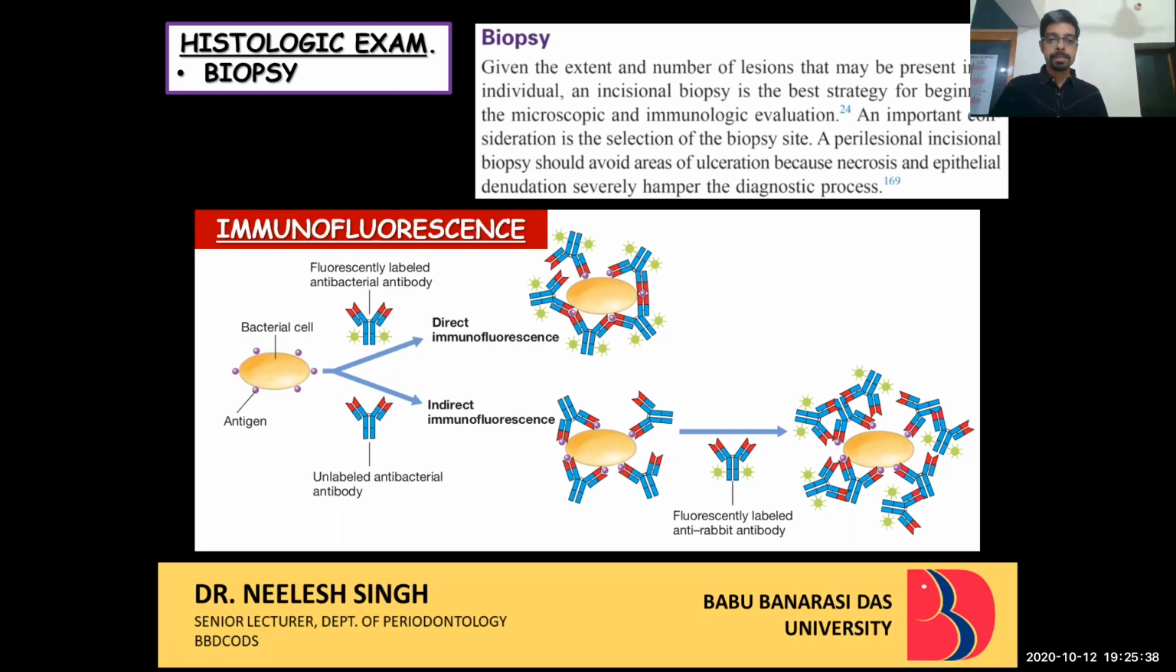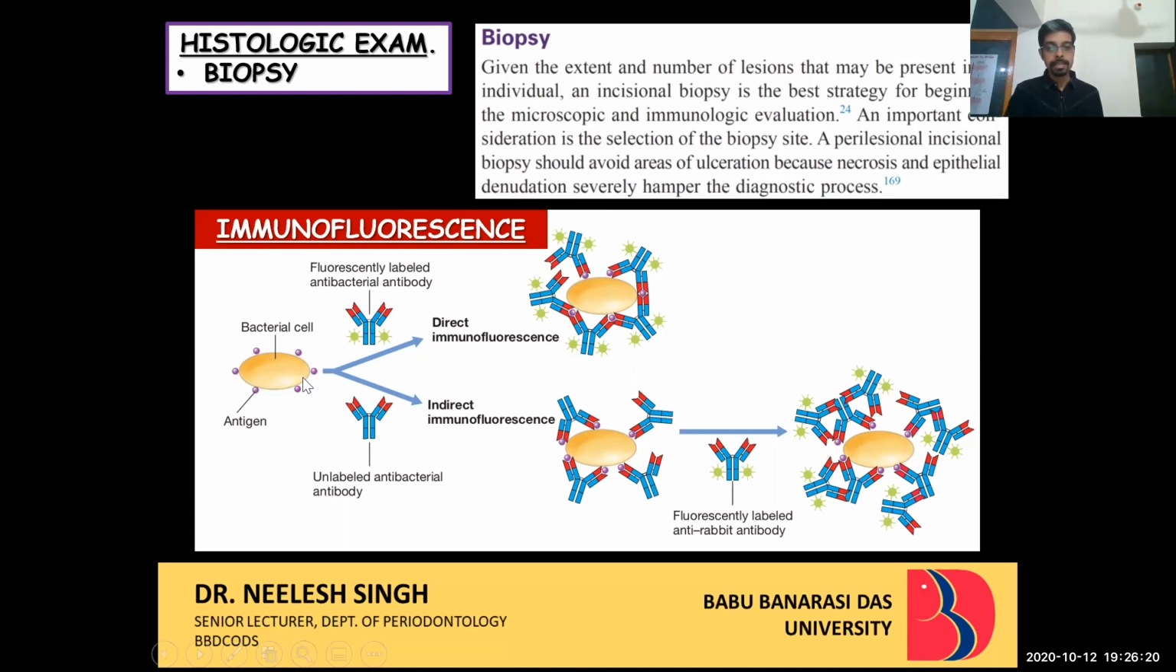Now it is of two types, the direct immunofluorescence and the indirect immunofluorescence. For example, there is a bacterial cell and an antigen is there on the bacterial cell wall. In direct immunofluorescence, we mix this bacterial cell with a fluorescently labeled antibacterial antibody. Now, the antibody is against the bacterial antigen and it is loaded with a fluorescent dye. This antibody will bind to the antigen and will provide a light, that is fluorescence, and we will detect the antibody or the antigen.